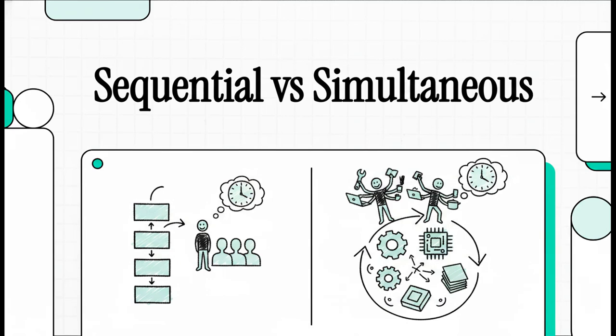Welcome to the Explainer. Okay, let's dive into this. Today we are looking at the hidden architecture that basically shapes everything, from our everyday decisions to complex computer algorithms and even our legal systems. It all really boils down to one absolutely crucial choice of timing. Do we execute things sequentially or simultaneously?